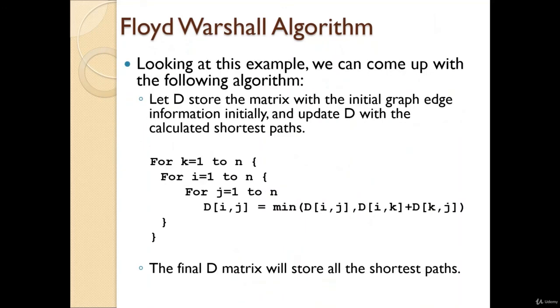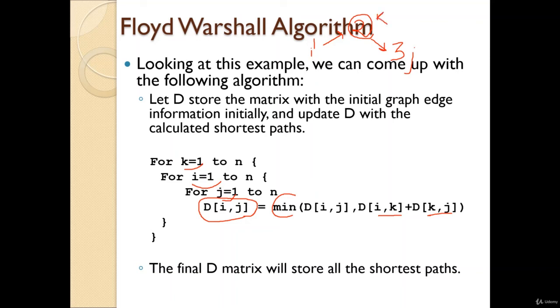Now, looking at this example, we can come up with the following algorithm: for k equals 1 to n, i equals 1 to n, j equals 1 to n, D of i j equals minimum of D of i j and D of i k plus D of k j. D of i j means traveling from one node to another, like we traveled from 1 to 3. Minimum means shortest path. The shortest path would be the addition of i to k plus k to j, like from 1 to 2 and 2 to 3. Here 1 represents i, 3 represents j, and 2 represents k.